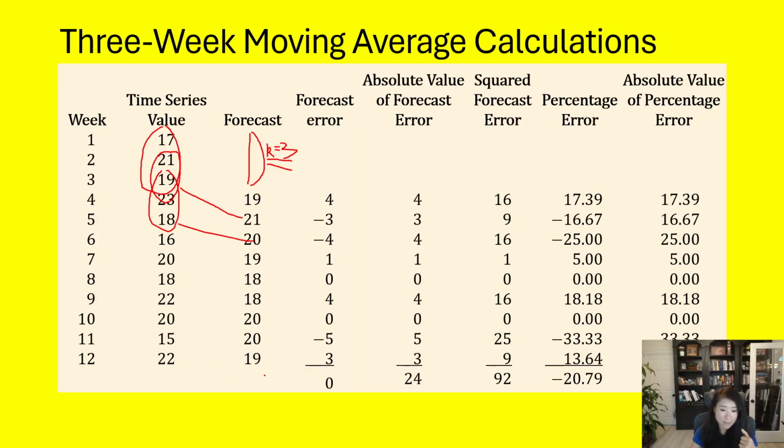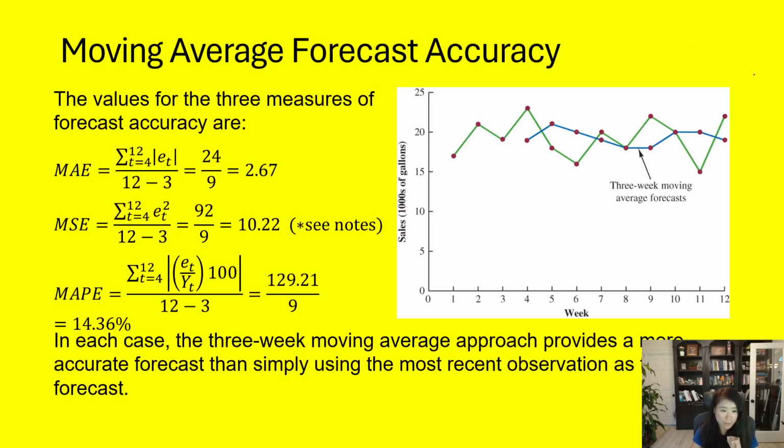After I receive the forecast result and following the last video, I will be able to calculate my measurement metrics to measure the accuracy of my forecast. So I can measure the MAE, MSE, and MAPE. If you don't remember how we got this result, make sure you watch the previous video. In each case, the 3-week moving average approach provides a more accurate forecast than simply using the most recent observation as the forecast. As you can see, MAE is 2.67, MSE is 10.22, MAPE is 14.36%.